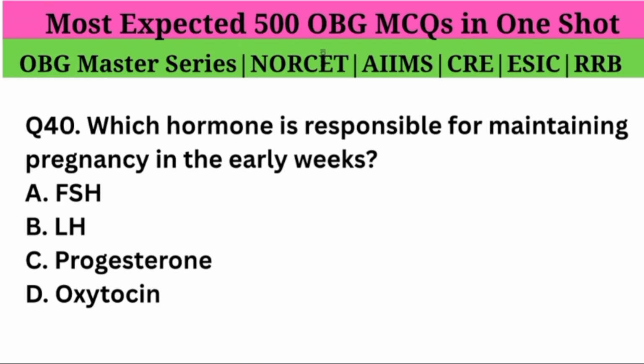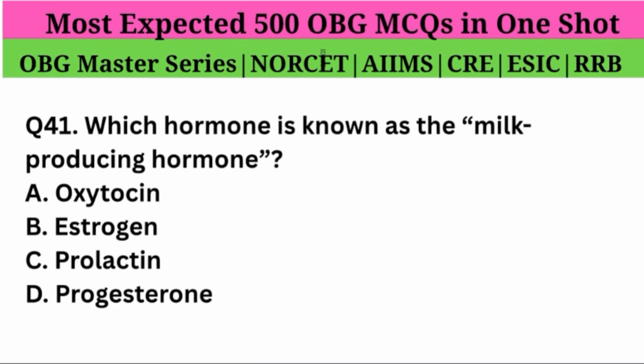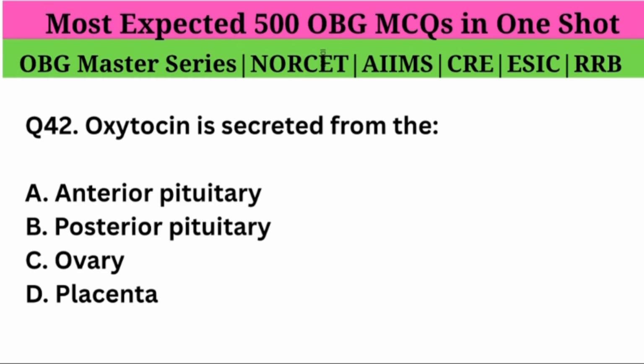Your correct option is option C, progesterone. Next question. Which hormone is known as the milk-producing hormone? Correct option is option C, prolactin. Next question. Oxytocin is secreted from the.